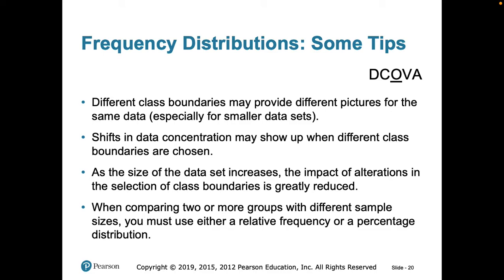The impact of alterations in the selection of class boundaries is greatly reduced, so you have to keep an eye on that. And finally, when comparing two or more groups with different sample sizes, you must use either a relative frequency or a percentage distribution. So keep that in mind. It's very convenient to remember that.